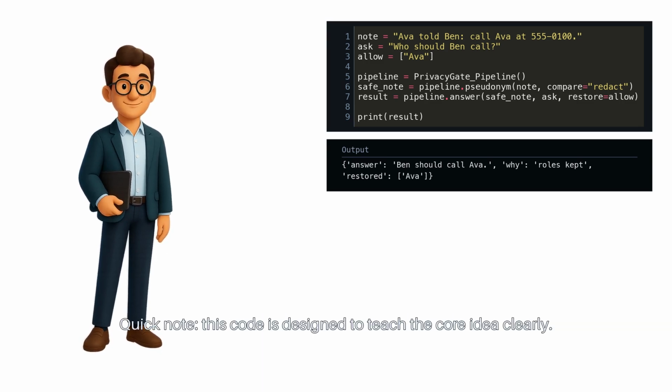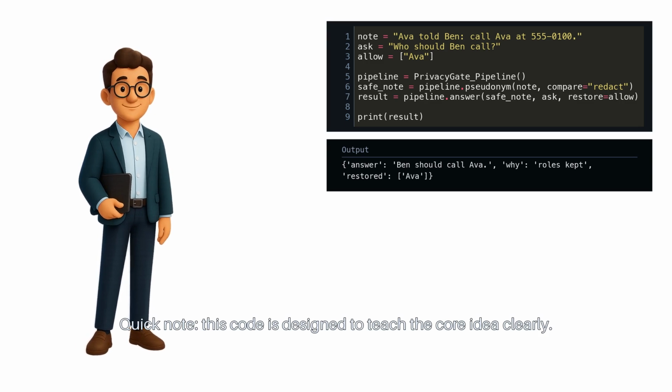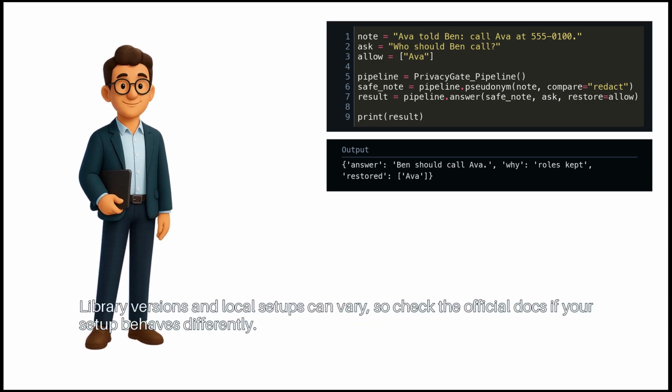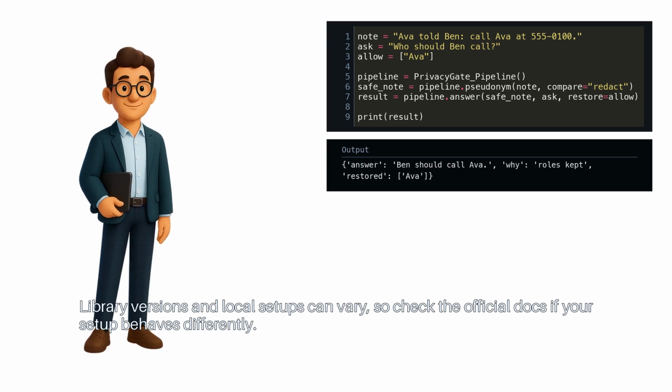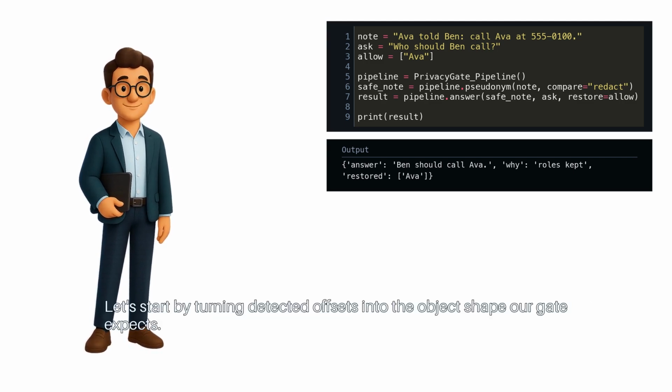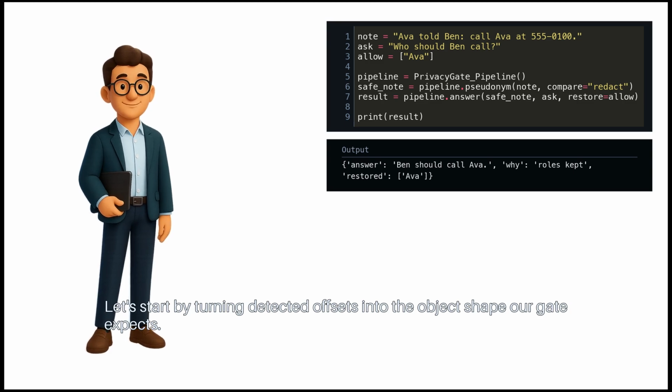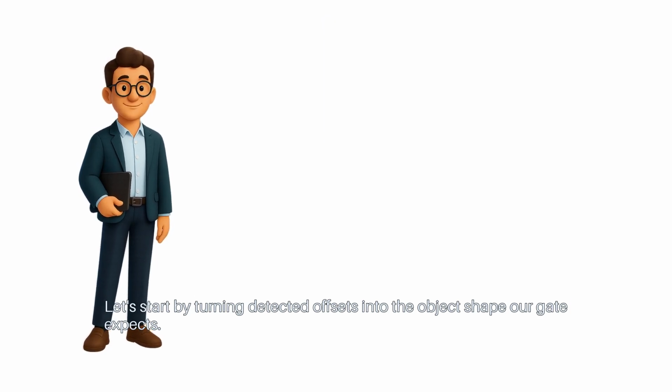Quick note: this code is designed to teach the core idea clearly. Library versions and local setups can vary, so check the official docs if your setup behaves differently. Let's start by turning detected offsets into the object shape our gate expects.